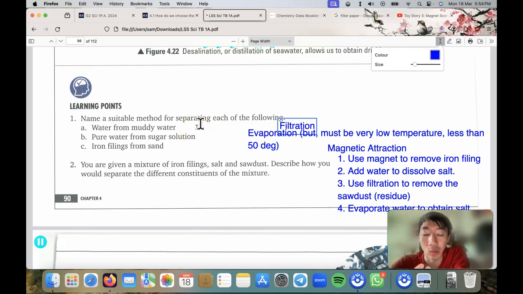So what will be the residue in this case? The mud will be the residue, and then the water will be the filtrate, in this case of filtration. Okay, what if I have pure water and sugar solution?